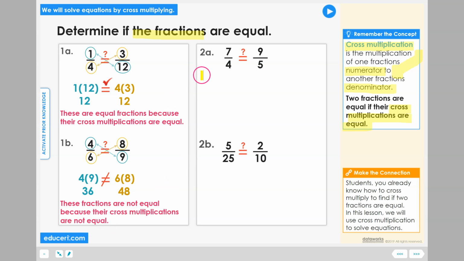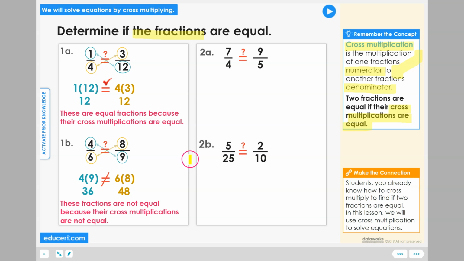I'll give you a moment to do problem 2a and 2b. If you need more time, press the pause button.